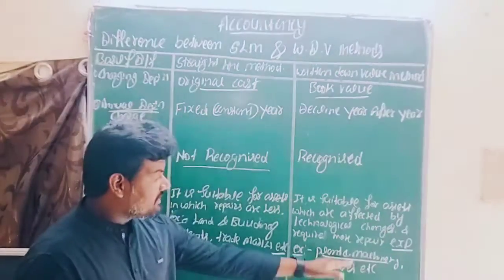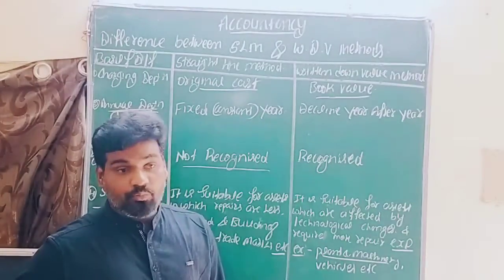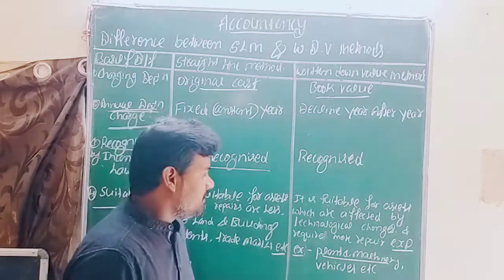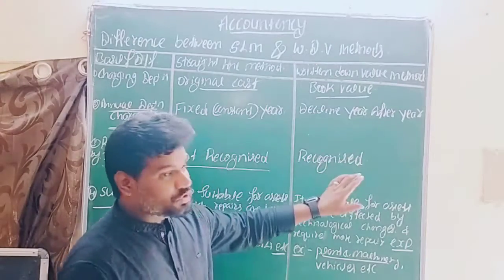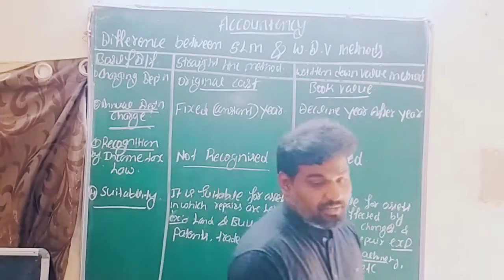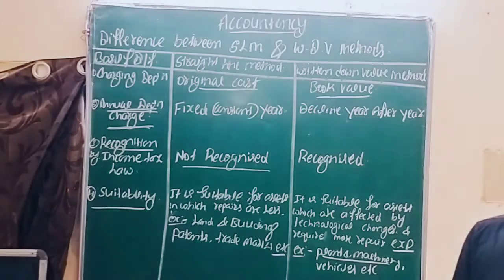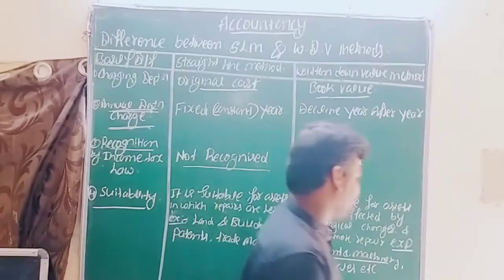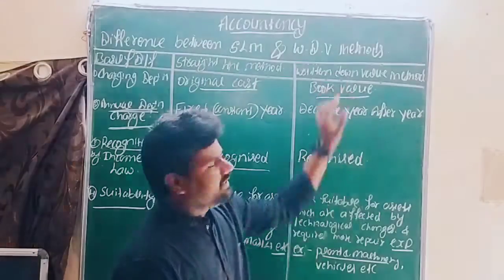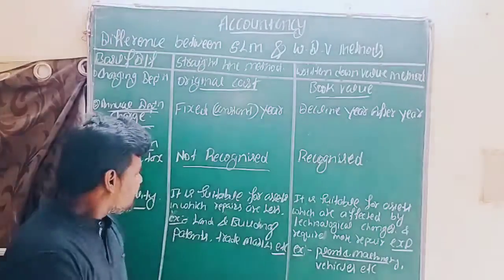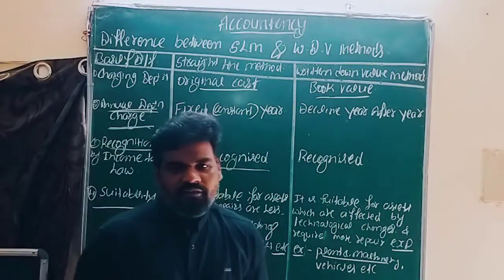Plant and machinery, as well as vehicles, are assets used for long periods, because cost price is used. This method is suitable for costly assets, I mean those assets which are useful in the business operation for more than 15 years in the organization. Such assets are suitable for the written down value method. So these are a few differences between the straight line method and the written down value method.